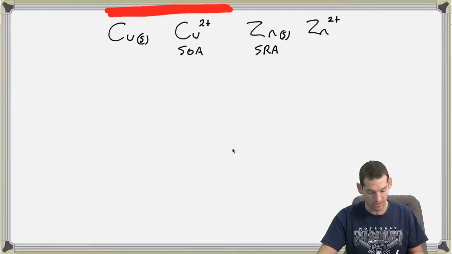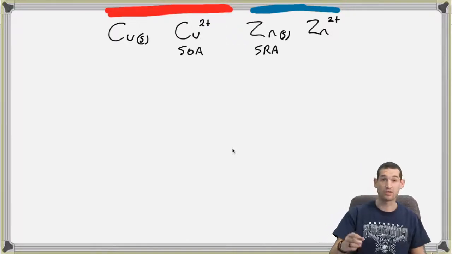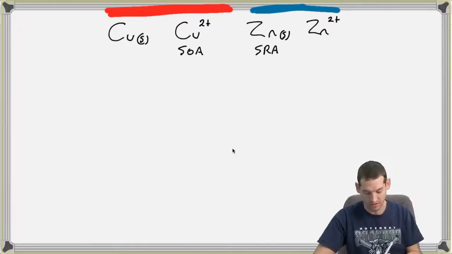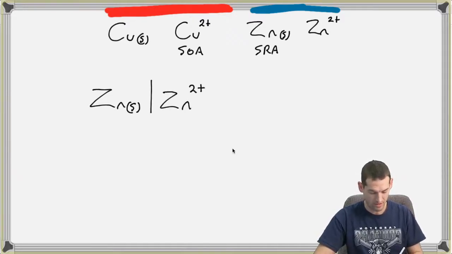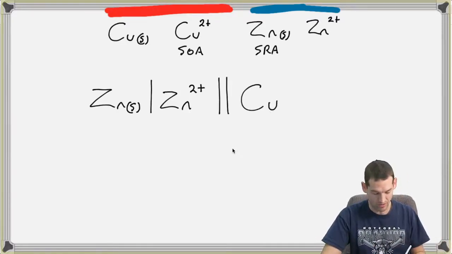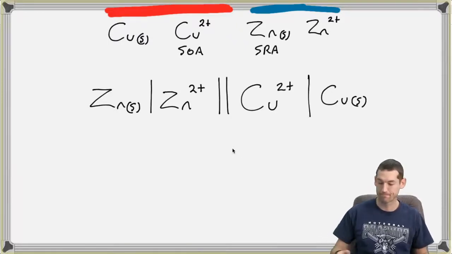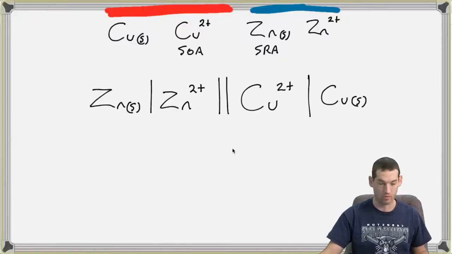Since I always start with the anode first, I'm going to start with the zinc. And we always start with the electrode, which means the solid. So I would start with zinc solid slash its electrolyte, zinc 2 positive, which is separated from the copper side: copper 2 positive slash copper solid.